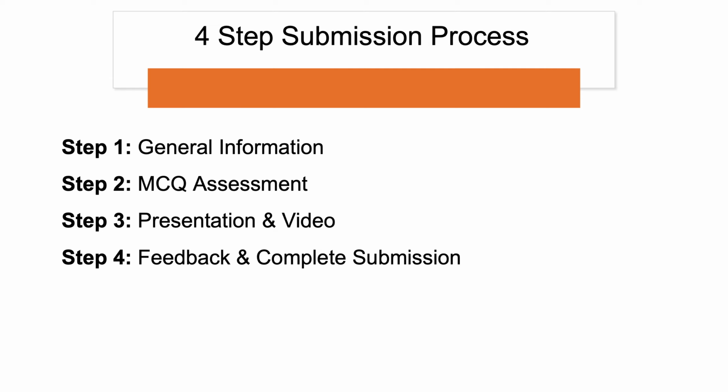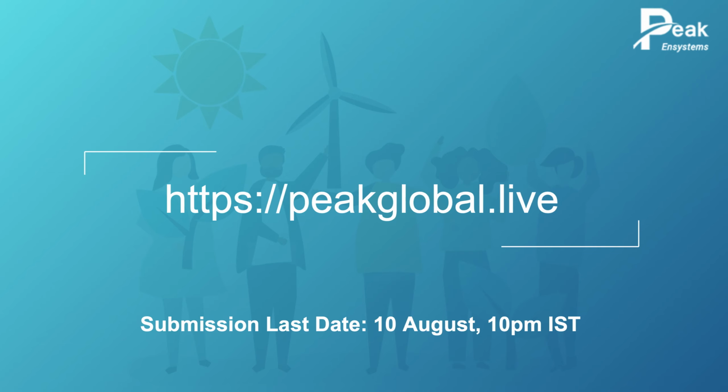In step number 1, you fill out general information of your application. Step number 2, you complete an MCQ assessment. Then you upload a presentation and optionally a video. And then you give us your feedback and complete your submission. You can complete your submission by logging into peakglobal.live.